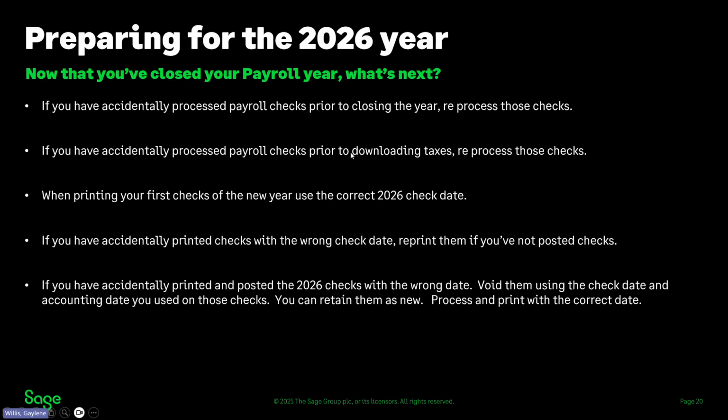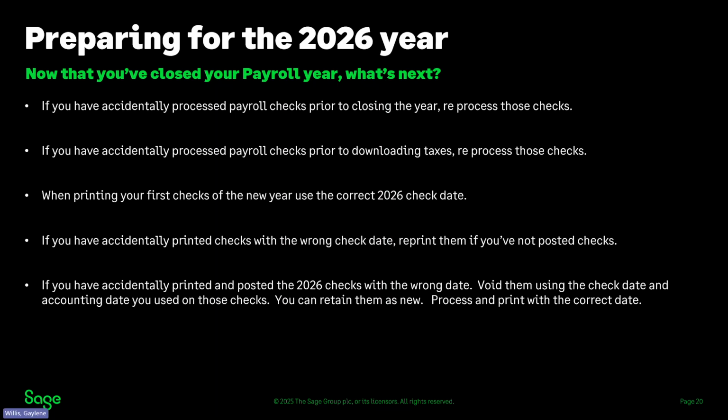Okay, so we've closed our year, we've downloaded taxes, and we've processed payroll checks prior to closing the year because we got confused and we got busy, and we get interrupted all the time. No worries. If the status is processed after you've downloaded the taxes and closed the year, simply reprocess. Just reprocess, and any new rates, taxes, limits, things like that will then process onto those checks. And you can look at your process journal and verify that those changes are there.